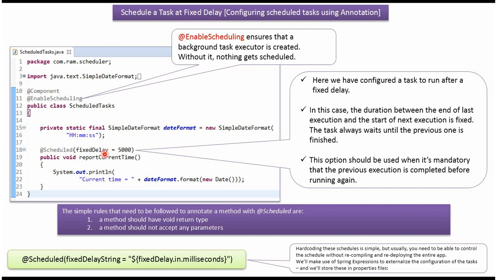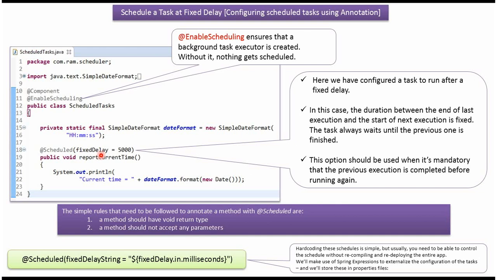Here we have mentioned fixedDelay is 5 seconds. So the task always waits until the previous task is completed. To annotate a method with @Scheduled, we have to follow two rules. The first one is the method return type should be void and the method should not accept any parameters.